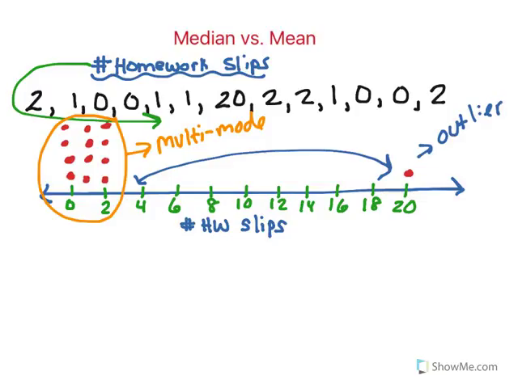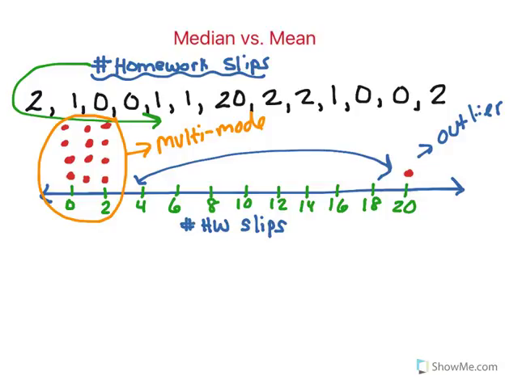So even though I'm not talking about median or mean yet, what I am doing is looking at the shape of my data. And so right now I'm already saying, you know what, it's pretty typical. Kids tend to get between 0 and 2 homework slips, but there's this outlier of 20. So this is going to bring us into median versus mean.